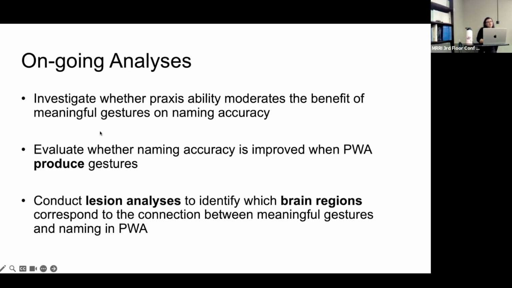And then additionally, we want to conduct lesion analysis to identify which brain regions correspond to the connection between meaningful gestures and naming in persons with aphasia. So maybe it's the case that this relationship depends on where the lesion is located across different individuals with aphasia. And maybe the lesion analysis will also help explain some of these behavioral differences that we observe in the different profiles of individuals.